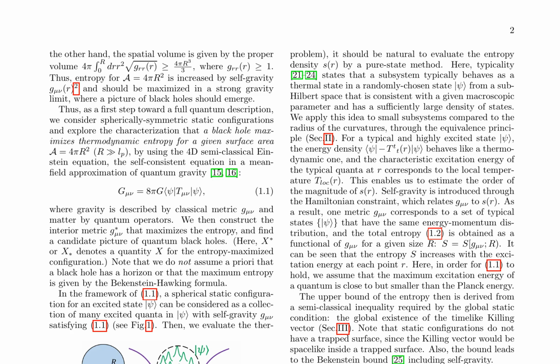The research focuses on maximizing thermodynamic entropy for a given surface area within the context of quantum gravity. It begins by introducing the concept of spatial volume and entropy for a spherically symmetric static configuration. The authors derive a self-consistent equation in a mean-field approximation of quantum gravity, describing gravity as a classical metric and matter as quantum operators. They construct the interior metric that maximizes entropy and find a candidate picture of quantum black holes.